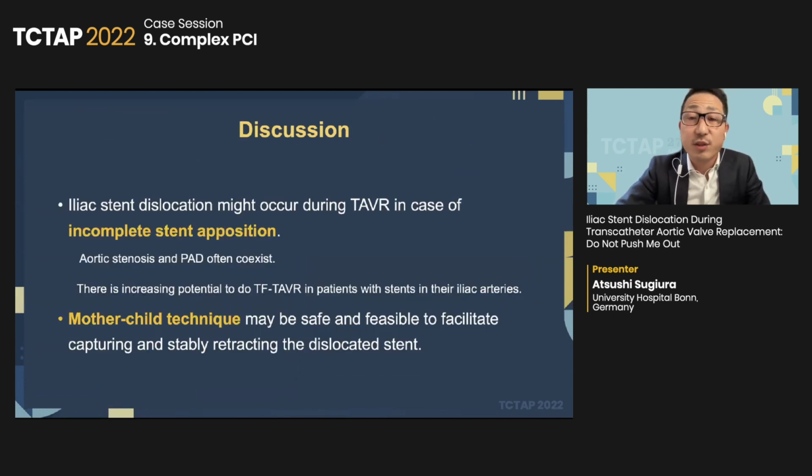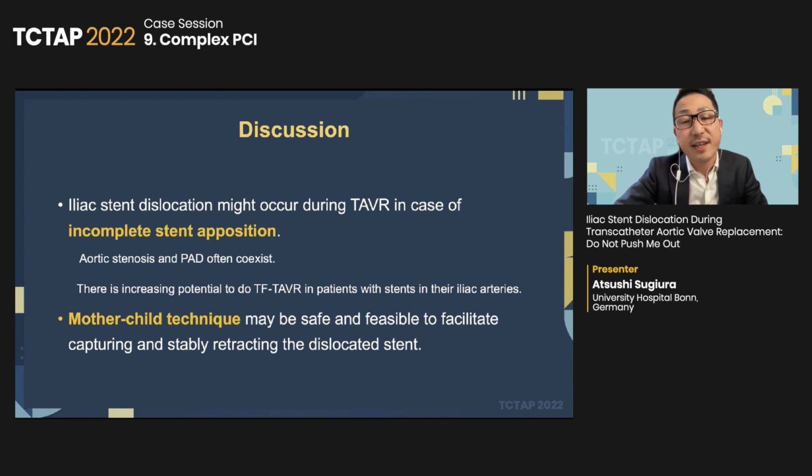I think there are two messages from the case. The case tells us that an iliac stent can be dislocated during a TAVR procedure, especially in case of incomplete stent apposition. This is important to know because aortic stenosis and PAD often coexist, and there is therefore increasing potential to do transfemoral TAVR in patients with stents in their iliac arteries. So pre-procedural CT assessment for the stent apposition would also be paramount.